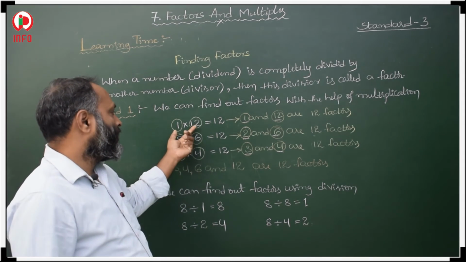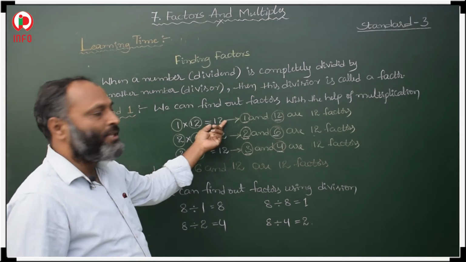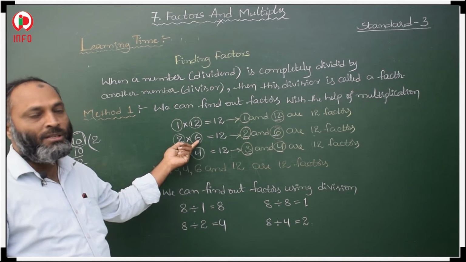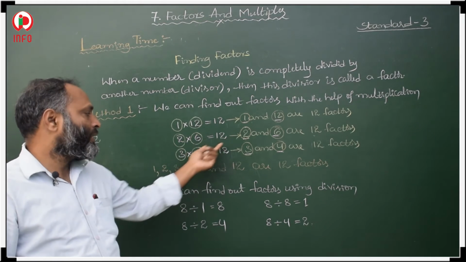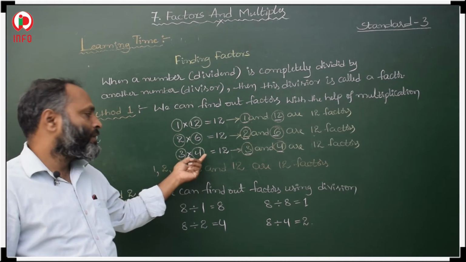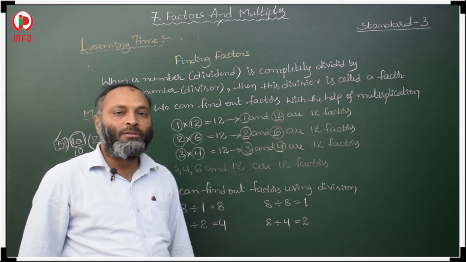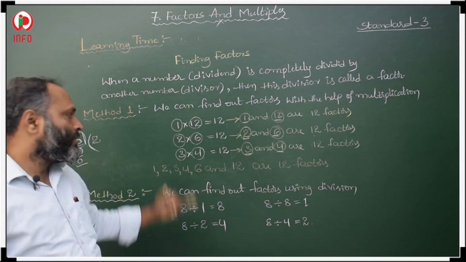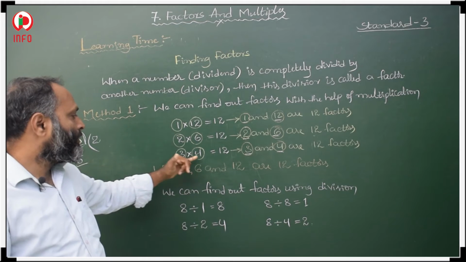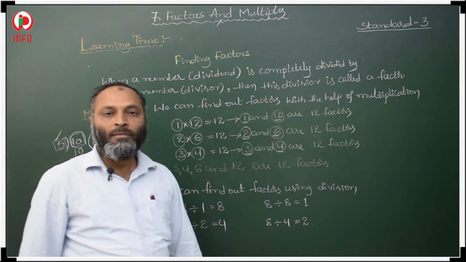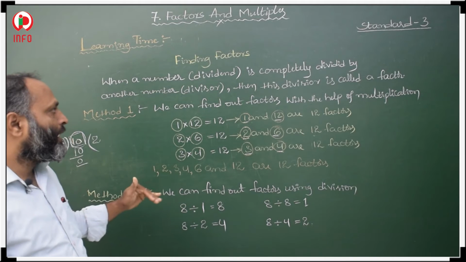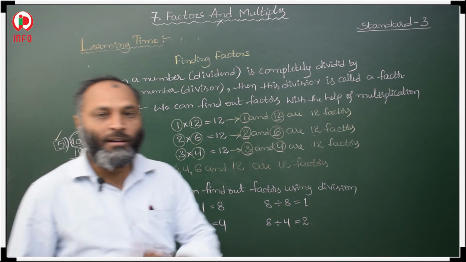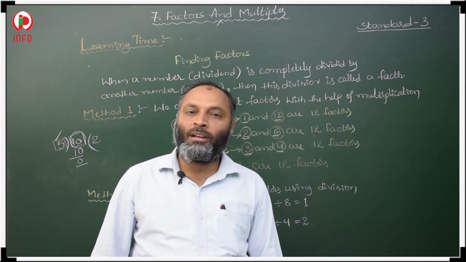Okay. So 1 and 12, these two are factors of 12, and 2 into 6 we are multiplying together, so these two are factors of 12. 3 and 4 we are multiplying together, so these two are factors of 12. So all these 6 numbers are factors of 12: 1, 2, 3, 4, 6 and 12. This is the method to find factors. By multiplying we can find factors. This is our first method.